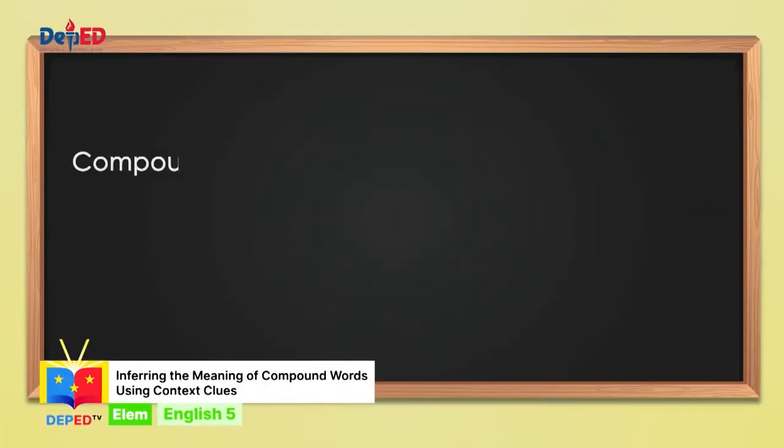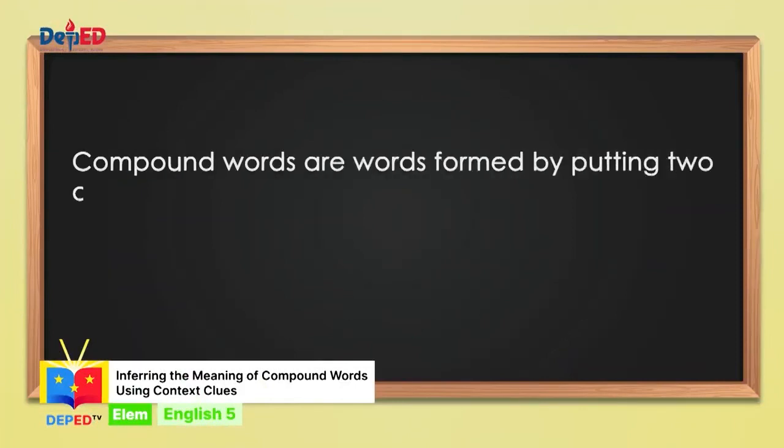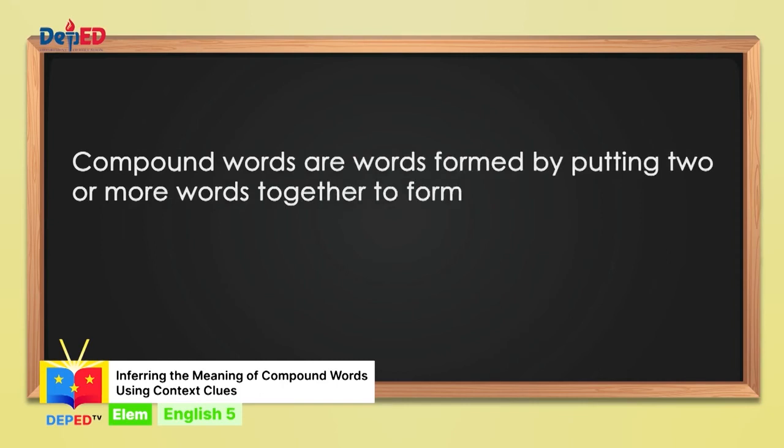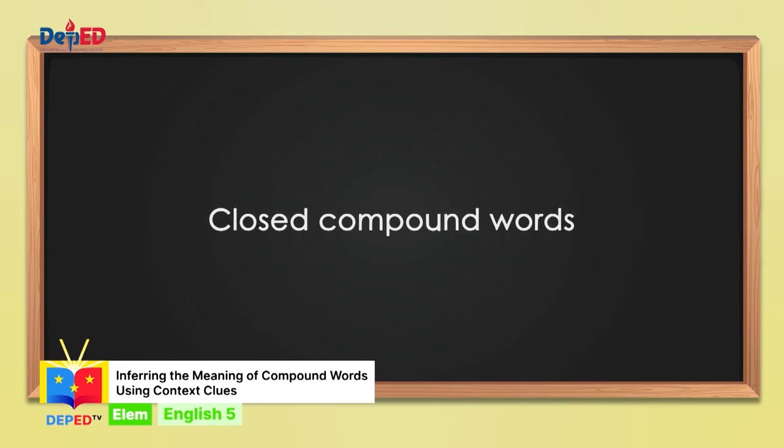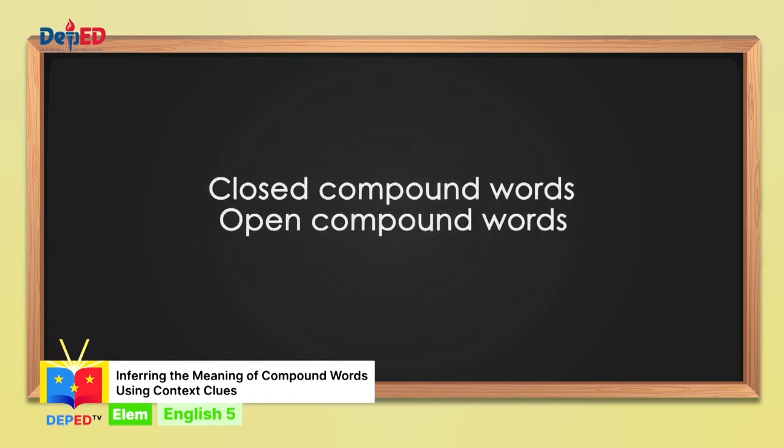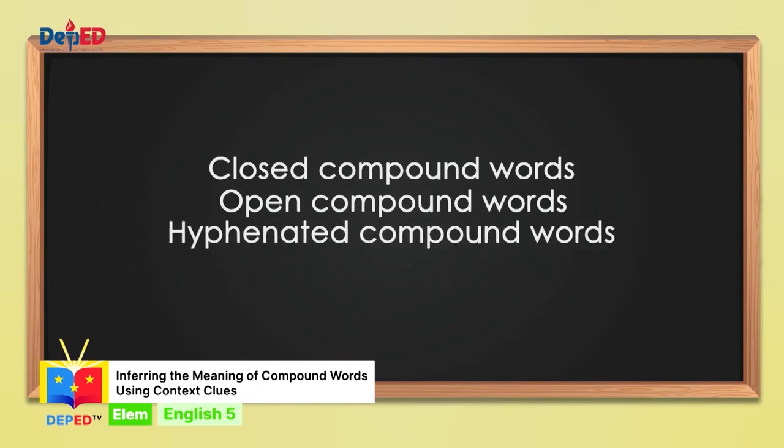Remember, compound words are words formed by putting 2 or more words together to form a new word with a new meaning. Compound words may be closed, written with no space, open, written with space between words, or hyphenated, connected by a hyphen. Now that you know the different types of compound words, you may be curious how we could know their meaning. The meaning of compound words can be inferred using synonyms and antonyms.